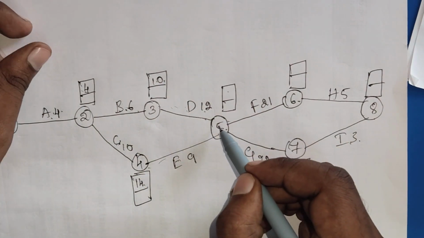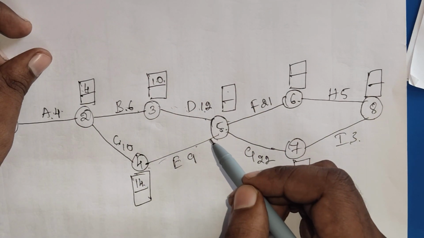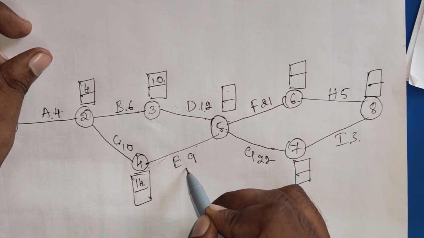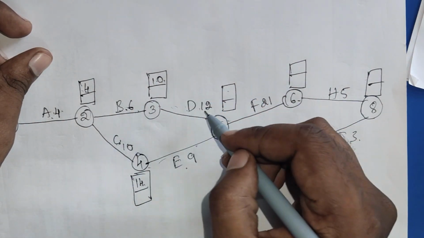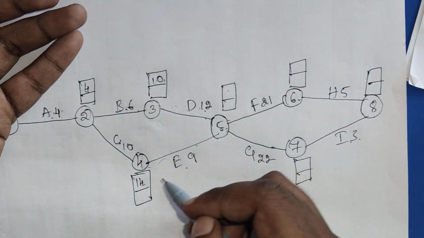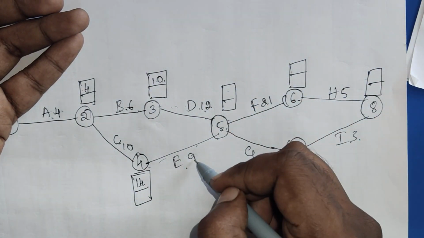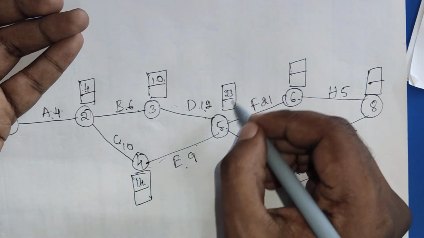Again here we have two activities, one from D and one from E. We need to take which is high. 14 plus 9 becomes 23, and 10 plus 12 becomes 22. So which is high? 23. So we take 14 plus 9, which is 23, because it's high.